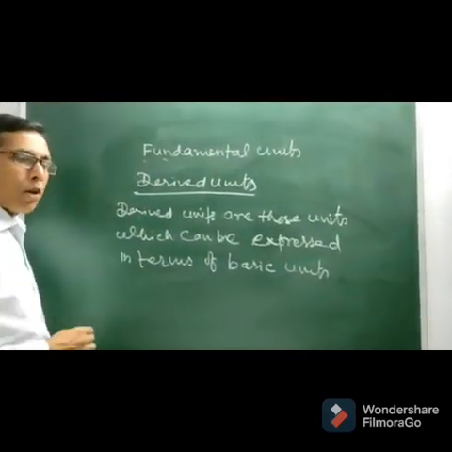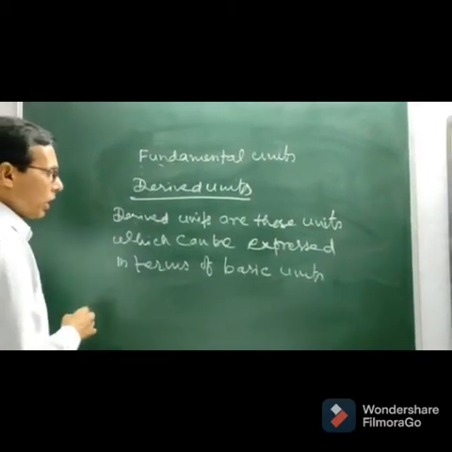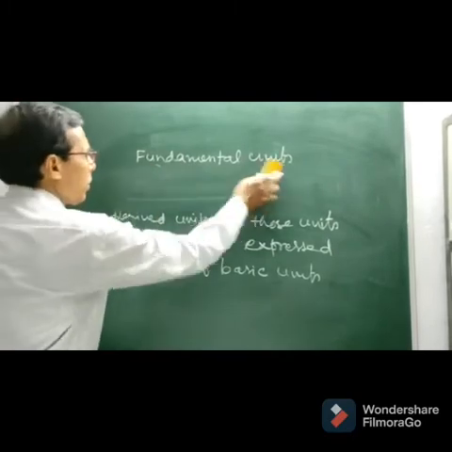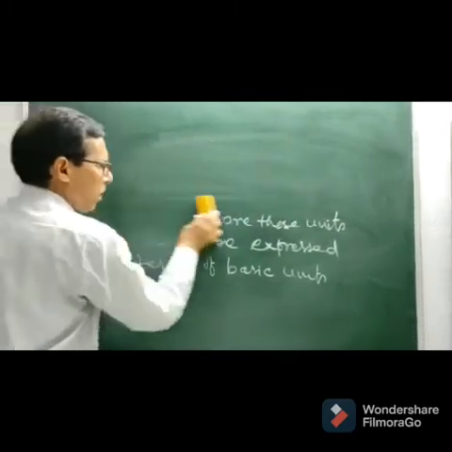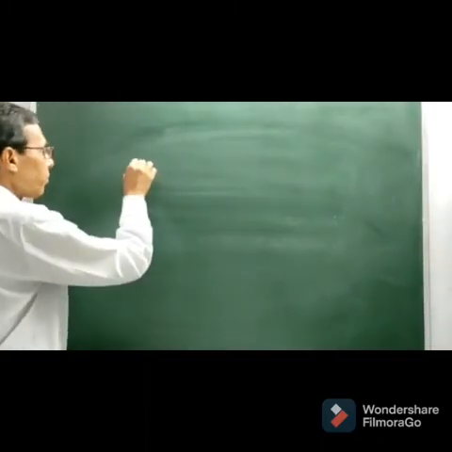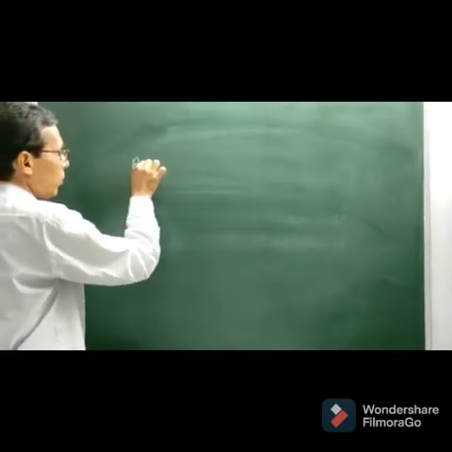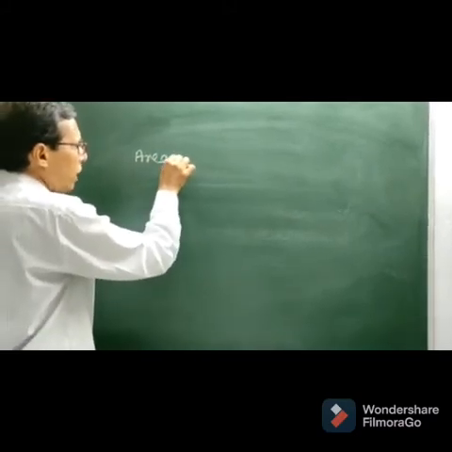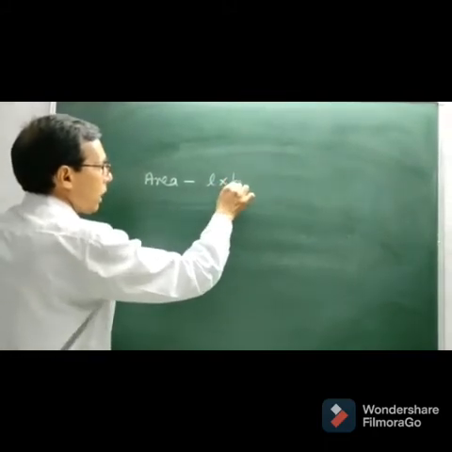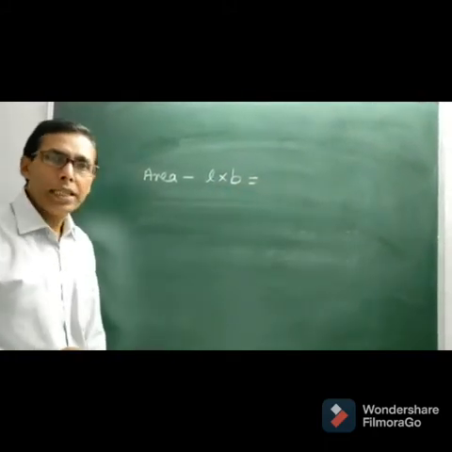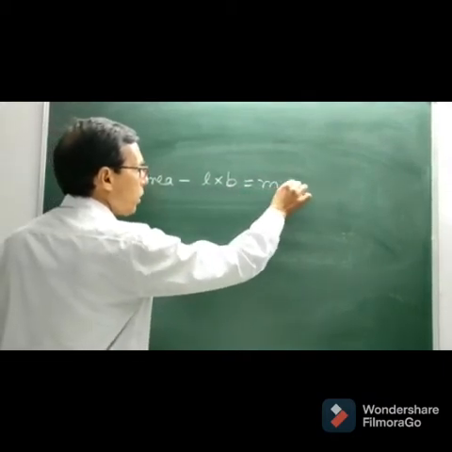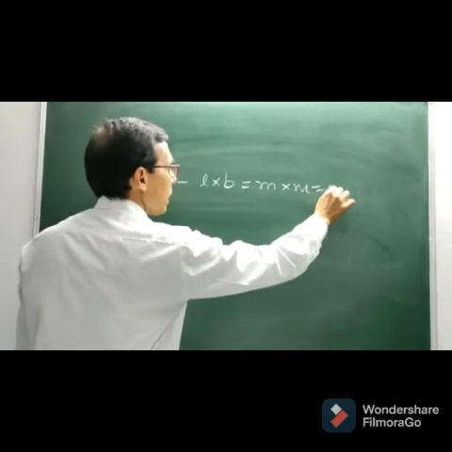Now, what are the examples of derived units? Suppose we have to write the unit of area. So first you write the formula. The formula of area is length into breadth. And we know that length is measured in meter, breadth is also measured in meter. So meter into meter, that is meter square.